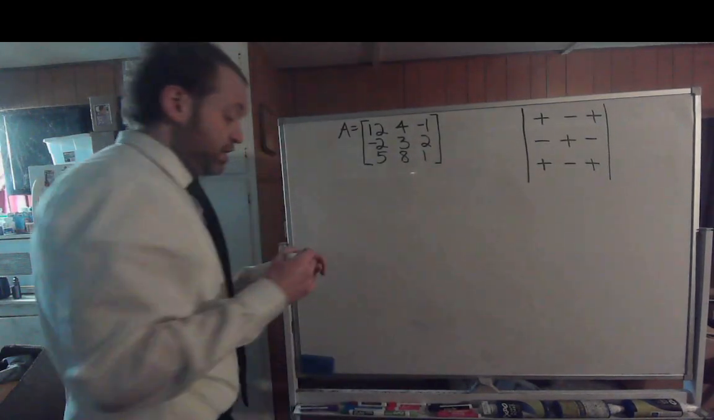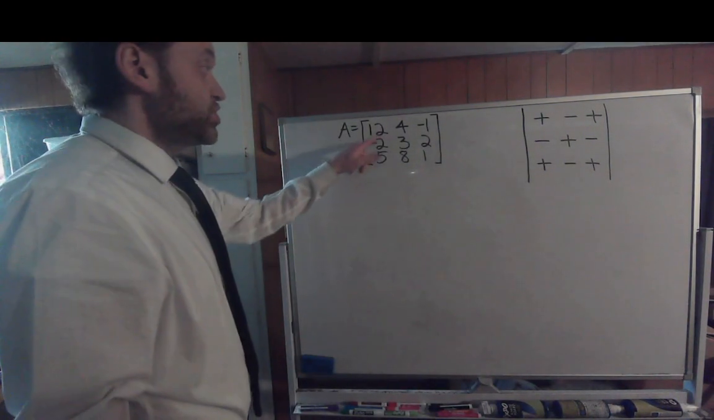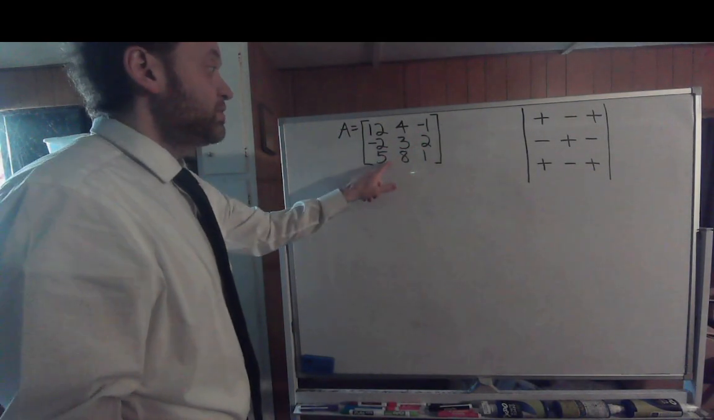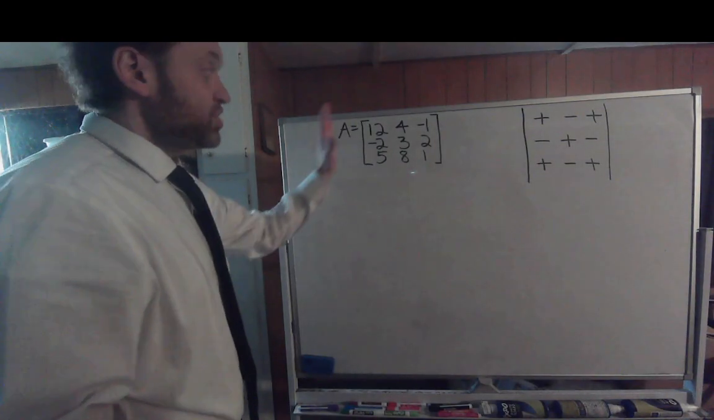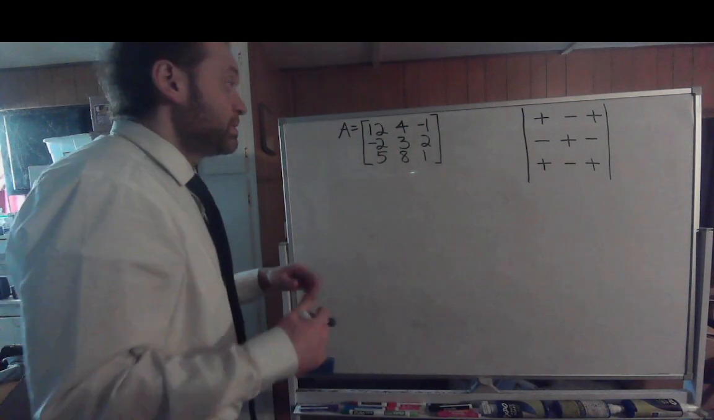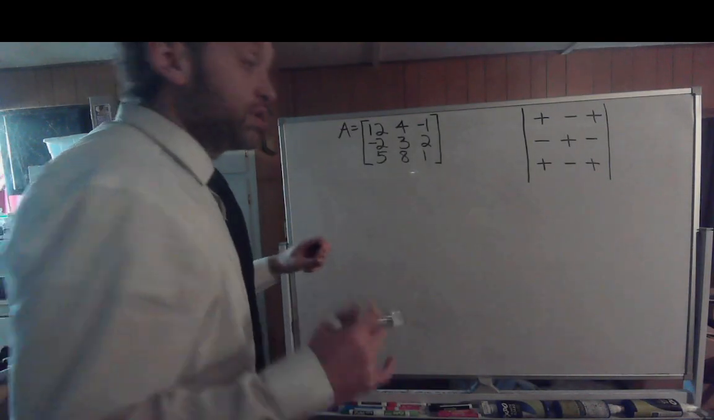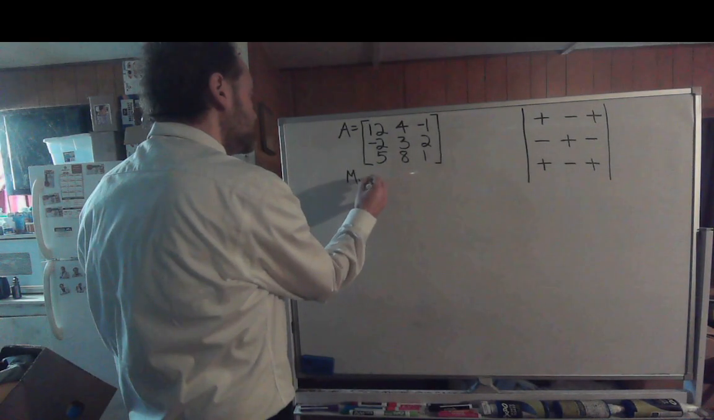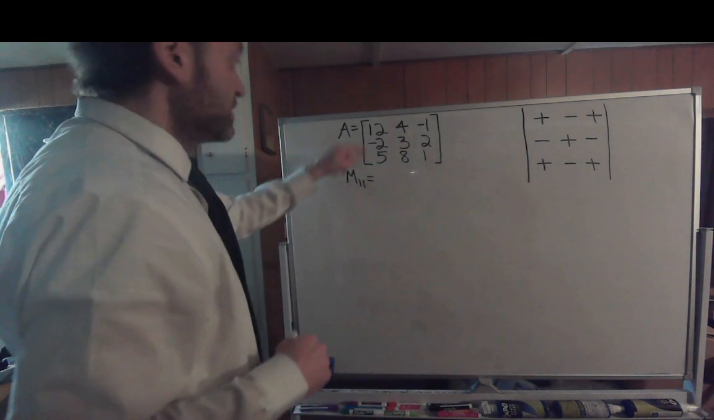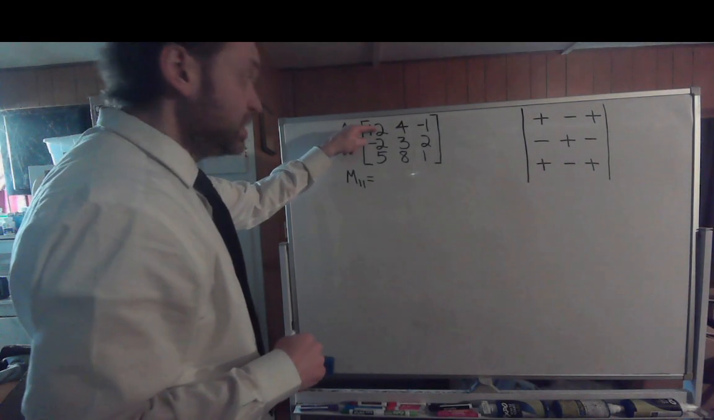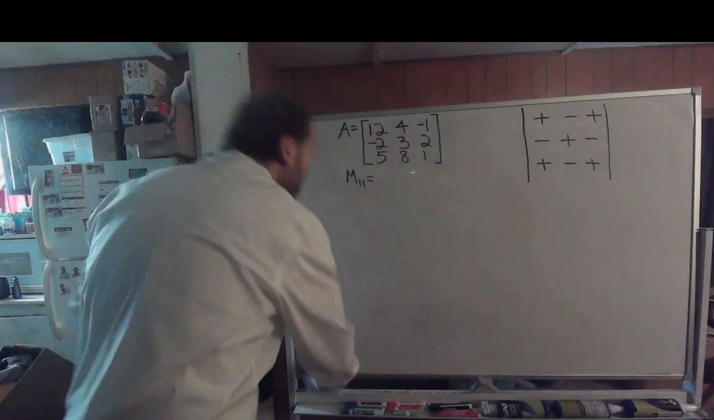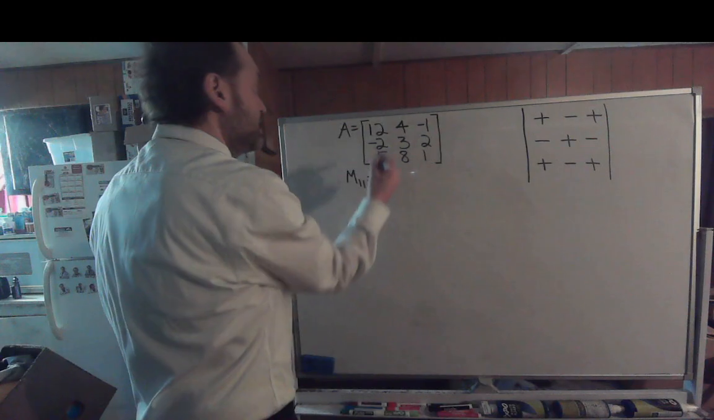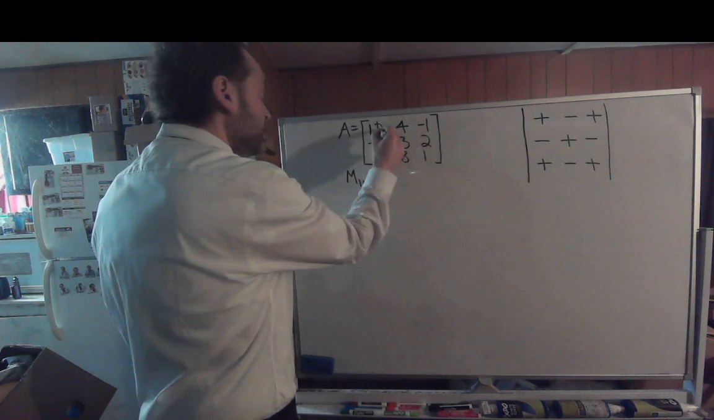Alright, so there you go. There's matrix A, entries 12, 4, negative 1, negative 2, 3, 2, 5, 8, 1. I'm just going to deal all with row 1. So the first thing I want to do is find my minor 1, 1. So that means I'm dealing with the first row, first column. I'm not going to worry about dealing with the coefficient of 12 just yet, but I am going to strike out the column and the row that it's in.